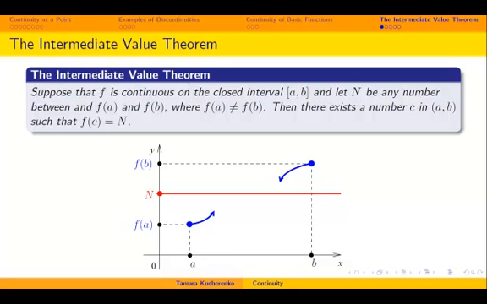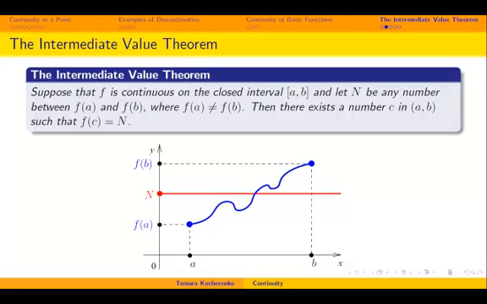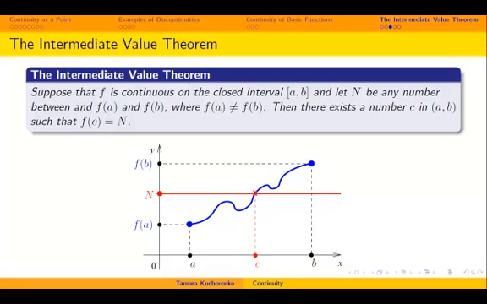No matter how twisted the graph of f of x might be, it has no gaps, and therefore must cross the horizontal line somewhere. We denote the x-coordinate of the intersection point by c. Then f of c equals n.